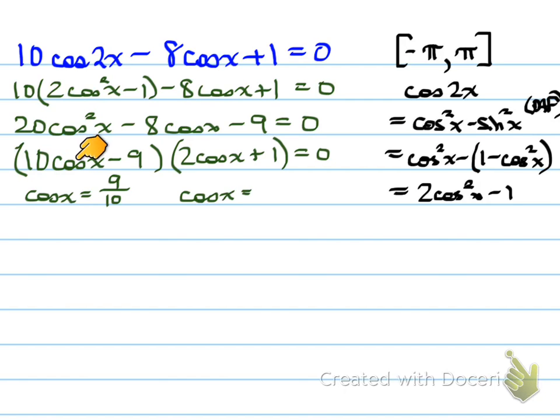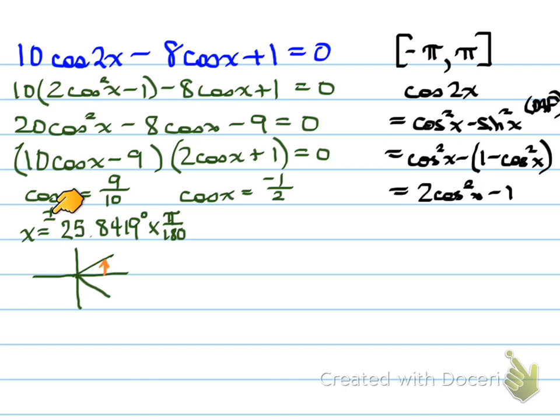So, solving for cos x, we have 9 over 10 and negative 1/2. Those are our 2 cos x values. That's because we're taking this bracket, setting it equal to 0 to get this value, and taking this bracket, setting it equal to 0 to get this value. You have cos x is equal to 9 over 10. Take the inverse, you get 24.8419 degrees, converted to radians.